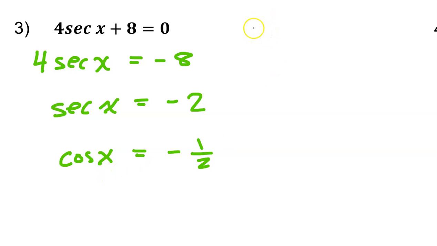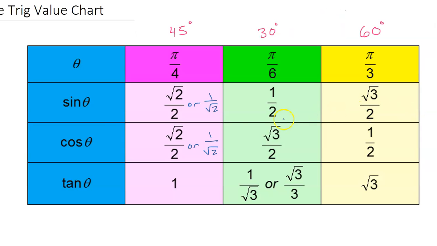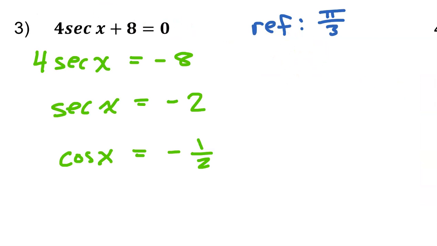What is the reference angle? Well, the cosine of what angle is equal to 1/2? Ignore the negative sign for a second. Hopefully you know that is pi over 3. All right, it's right off the chart. Cosine of pi over 3 is 1/2. So the reference angle is pi over 3. So let us consult the unit circle.